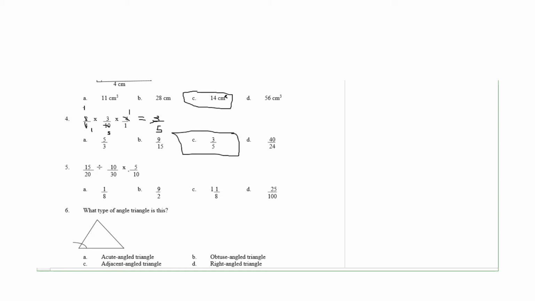For number 5 now, it's a division. It's a bit different. So we will have 15 over 20. And we know that whenever we have the division sign like this, we have to flip this one. So that would be, in order to get it to be multiplied, 30 over 10 times 5 over 10 also.